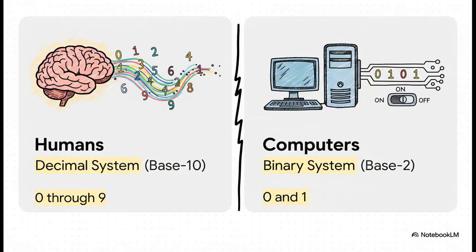You see, the whole problem really comes down to a language barrier. On one side, you've got us, humans. We think with 10 digits, 0 through 9. We call it base 10. But on the other side, you have the computer. It only gets two things. Is there electricity or isn't there? On or off? That's its entire language. We call it binary or base 2.